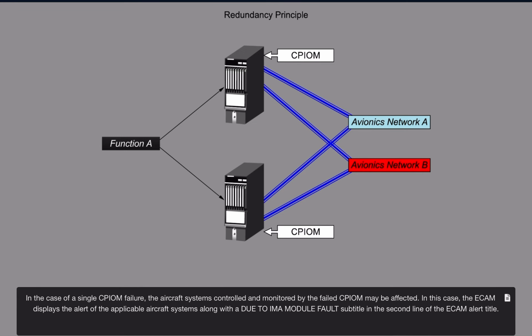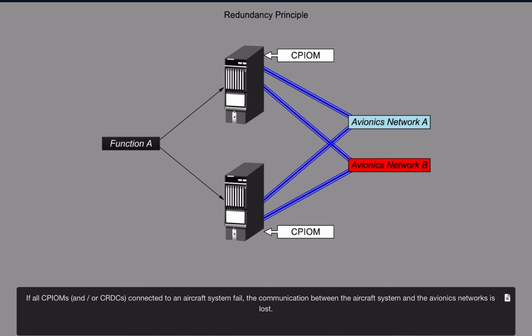In the case of a single CPIOM failure, the aircraft systems controlled and monitored by the failed CPIOM may be affected. In this case, the ECAM displays the alert of the applicable aircraft systems, along with a due to IMA module fault subtitle, in the second line of the ECAM alert title.